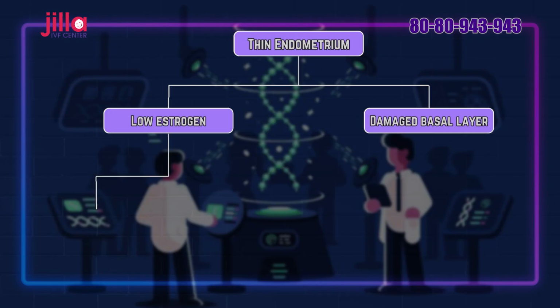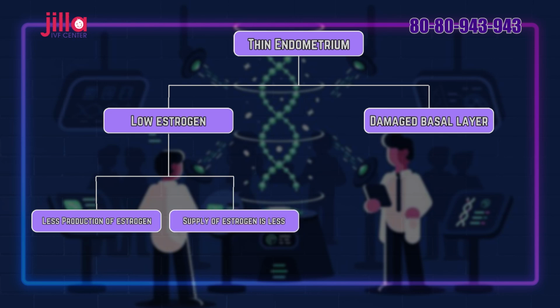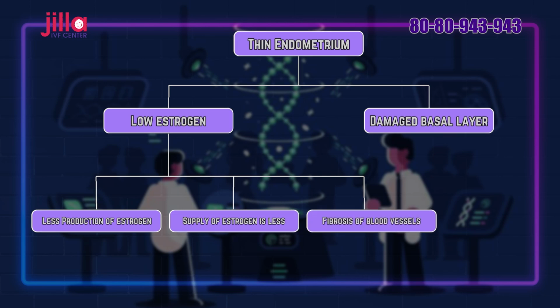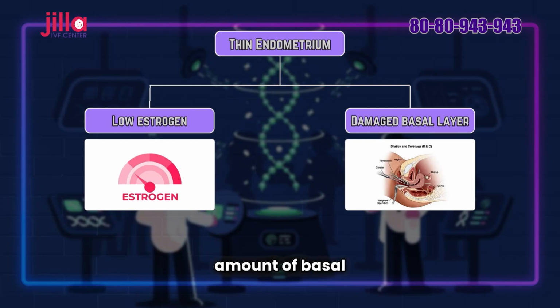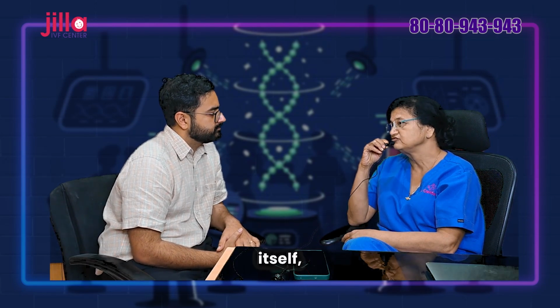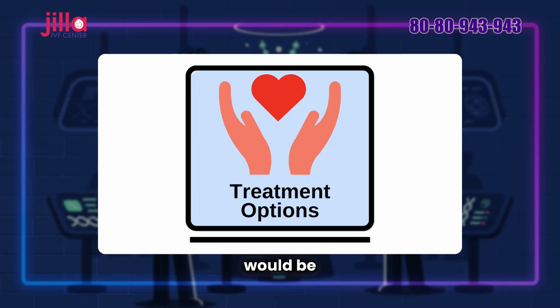This can happen because production of estrogen is less, or because the supply of estrogen to the basal endometrium is less, because the vessels have undergone fibrosis, which happens in tuberculosis. The second is, apart from estrogen, the amount of basal endometrial cells, if they are damaged or removed or aspirated during a D&C. Usually we have a history in these patients that a missed abortion was there and a curettage was done, and then after that they started getting scanty menses. So it is a destruction of basal endometrium itself, either by tuberculosis or by a surgical procedure, that the endometrium continues to remain thin. So the treatment would be according to the cause.